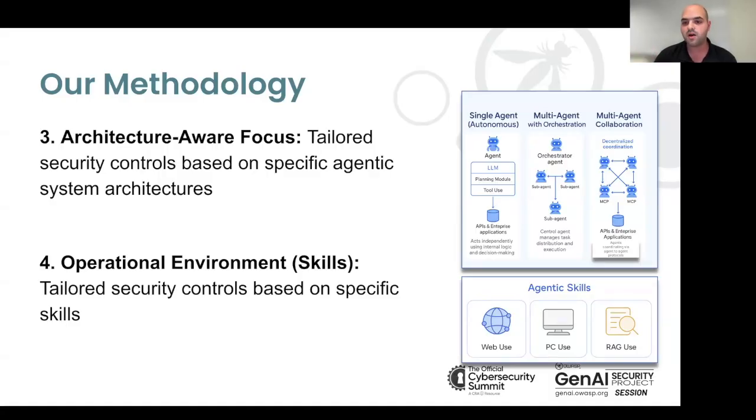When we're speaking about a multi-agent system, for example, you can think about ways to harden your orchestrator or secure the communication between the sub-agents. Or when you're speaking about peer-to-peer communication, there are different types of threats that are all related to trust.